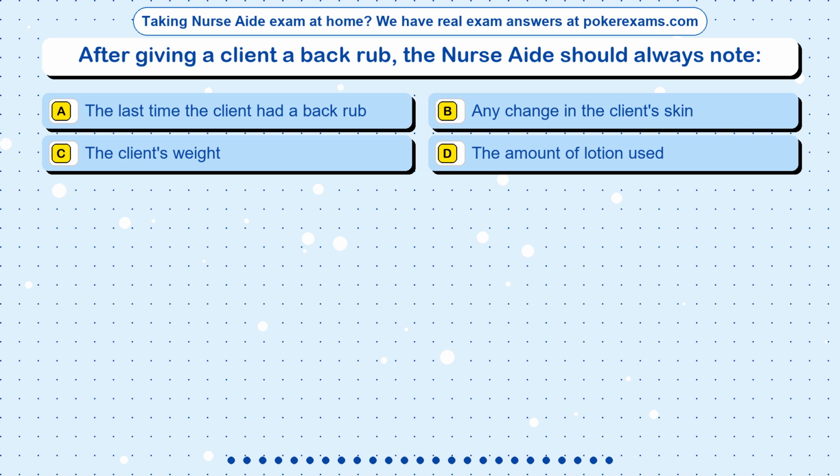Question 8. After giving a client a back rub, the nurse aide should always note: Option A, the last time the client had a back rub. Option B, any change in the client's skin. Option C, the client's weight. Option D, the amount of lotion used.